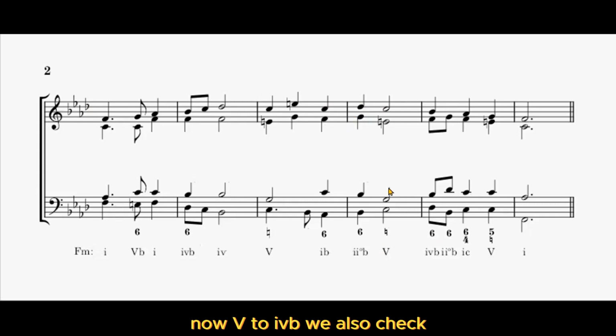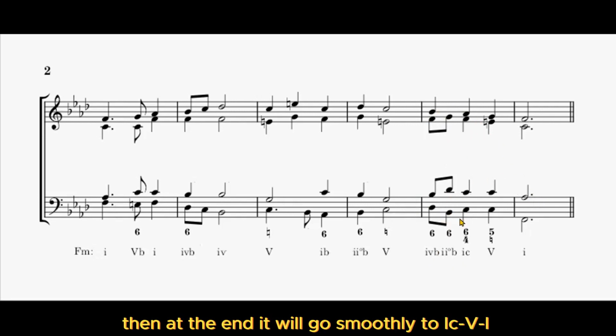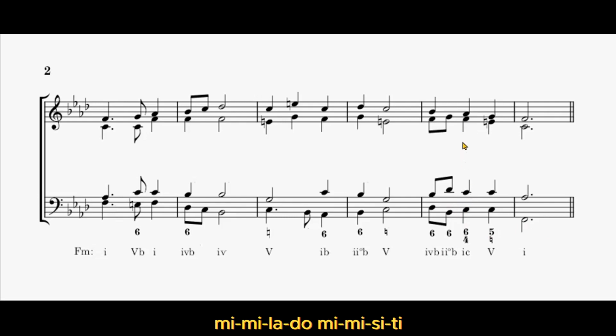Now 5 to 4B, we also check no parallels. 4B to 2B, we double the root, B flat, D flat, F. Then 2B is good to double the 3rd. So we have the B flat here. The G is in the alto, G, B flat, D flat. Then at the end, it will go smoothly to 1C5 1. Mi, mi, la, do, mi, mi, si, ti. Then goes to 1. F, F, A flat, C.